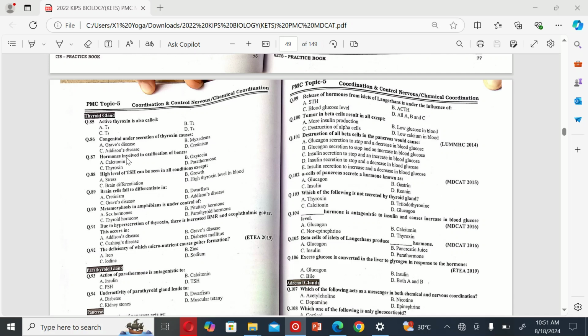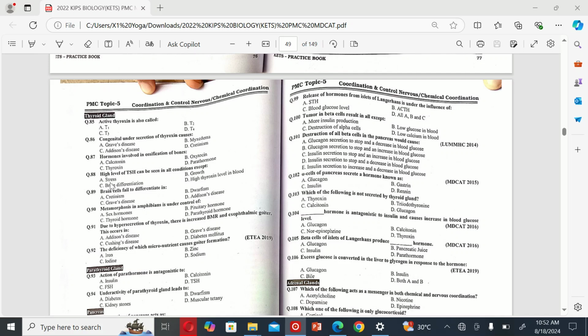The next MCQ is: hormones involved in ossification of wounds. A. Calcitonin, B. Oxytocin, C. Thyroxine, and D. Parathormone. So the correct option is A. Calcitonin.